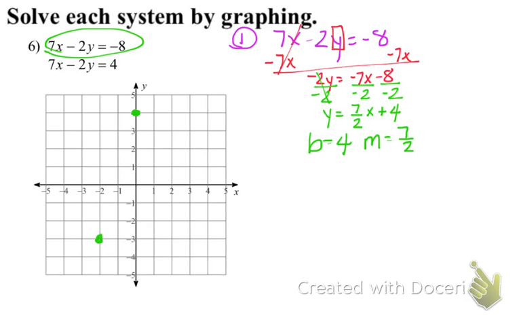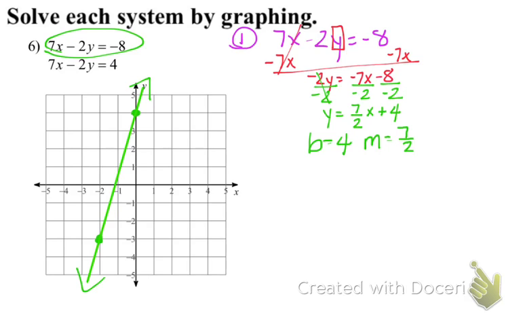And this is what my line should look like. So then I connect my 2 points, and draw the line a little better than that. And draw my arrows. Arrows are important because they're going on forever. All right, one equation down, one to go.